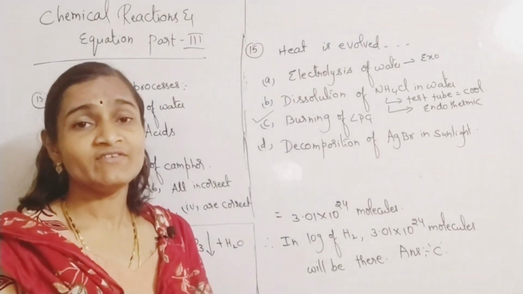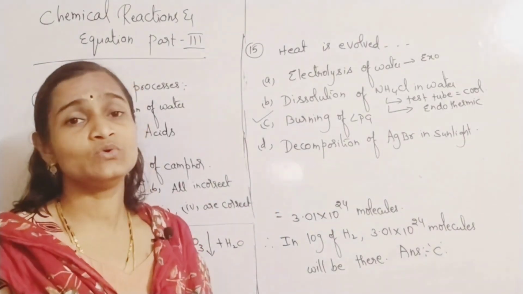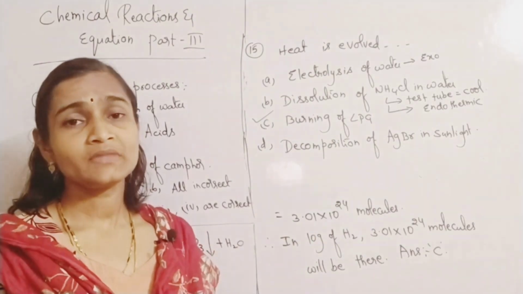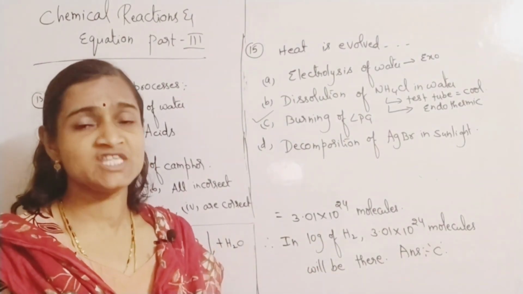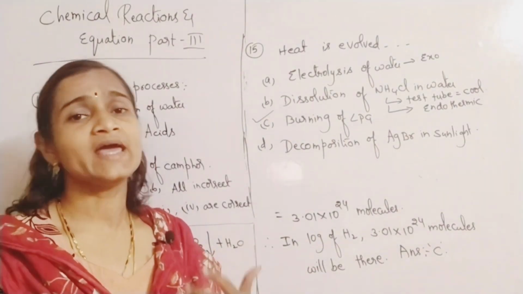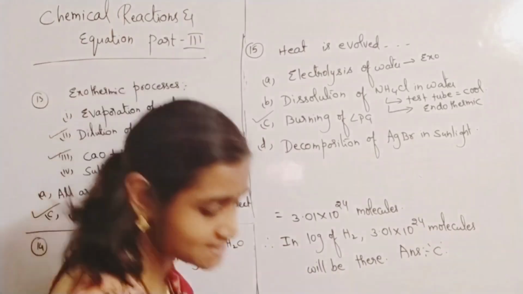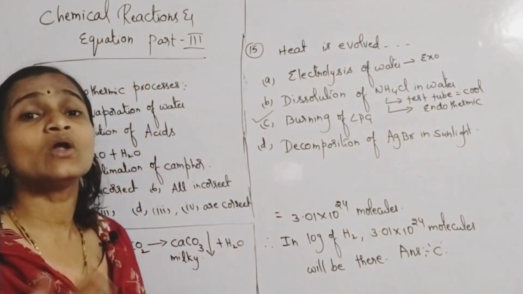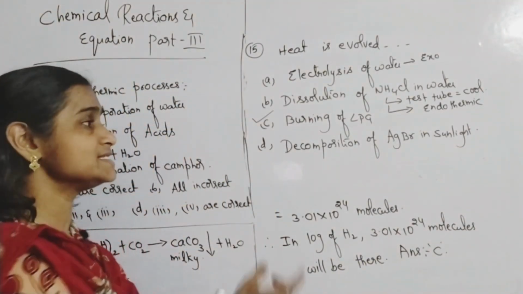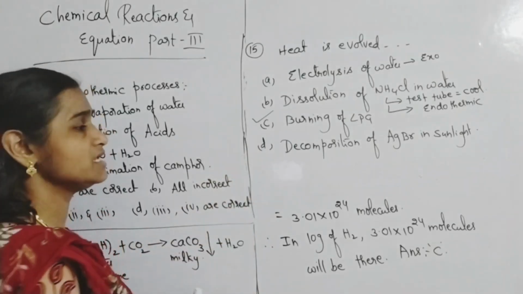Do you know what LPG gas is? Liquefied petroleum gas, the gas which we use for cooking. In cooking gas cylinders, LPG will be there. That is butane gas. Please remember, butane gas. It liberates a lot of heat energy, so it is an example of an exothermic reaction.